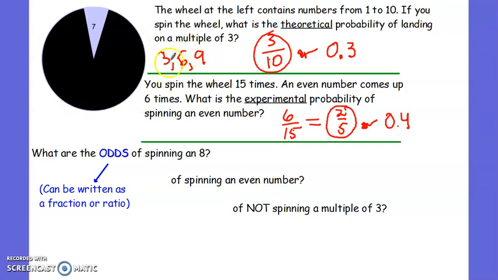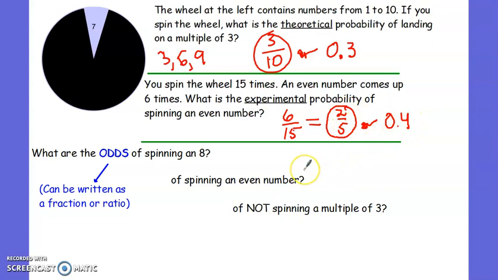Okay, well, there are 3 multiples of 3 underneath. There's a 3, a 6, and a 9. So there are 3 of the 10 items, or basically 0.3. For the experimental probability, well, again, if the even number came up 6 out of 15 times, then 6 over 15 is the experimental probability of spinning an even number. Again, remember to reduce that fraction, so 2/5, or you could always put it in decimal form, 2/5 being the same thing as 0.4.